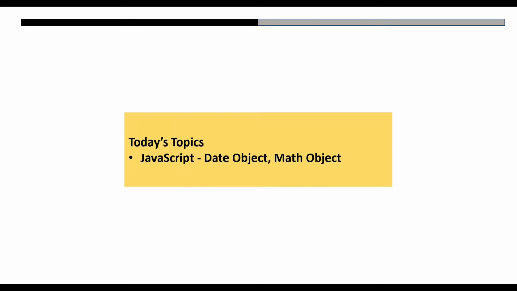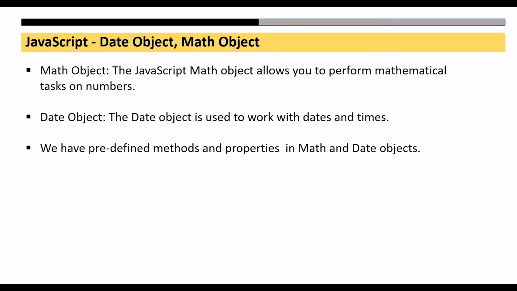Hello everyone. In today's video, we are going to start with date and math object. So basically, these are predefined objects which are given to us by JavaScript. So they also have predefined properties and methods that we're going to see today. So let's start with the math object first.